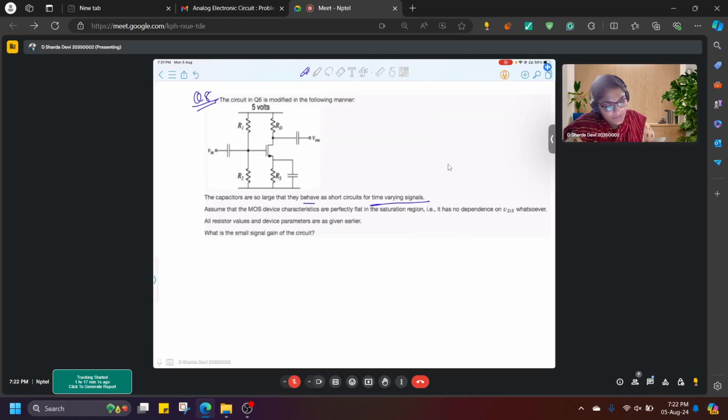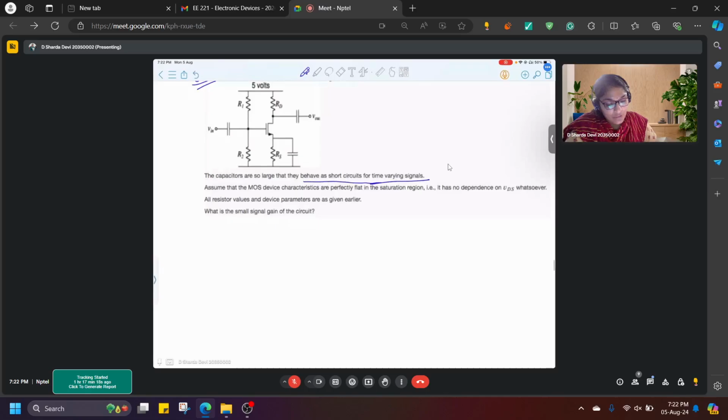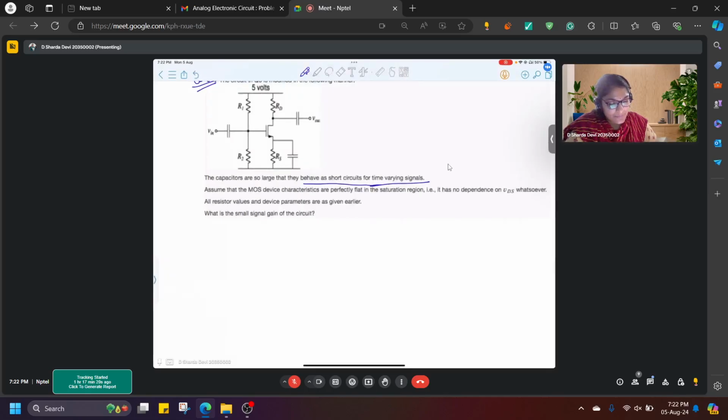Capacitors behave as short circuits for time varying signals, like for AC; they are all shorted. Assume the MOS characteristics are perfectly flat in the saturation region, that is, no dependence on VDS whatsoever. All the resistor values and device parameters are given earlier. What is the small signal gain of the circuit?